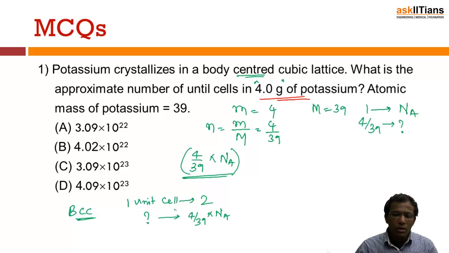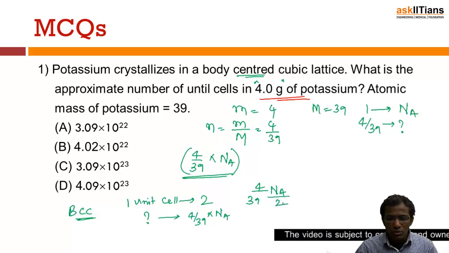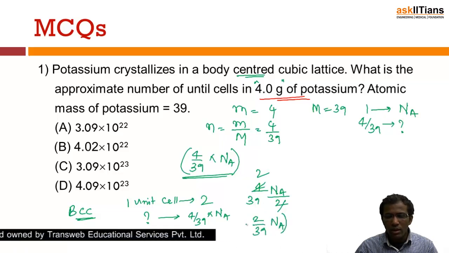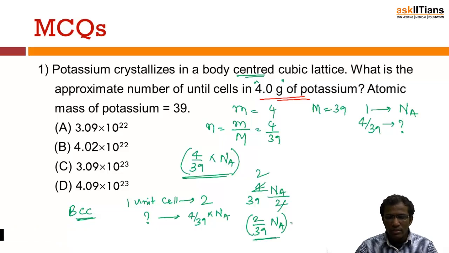This is simply: 2 atoms are present in 1 unit cell. So these many atoms are present in how many unit cells? That is simply 4 by 39 into Na divided by 2. Okay. So it is 2 by 39 into Na. This is the number of unit cells we have. Instead of Na, you can substitute the value 6.023 into 10 power 23. So if you calculate this value, you will get approximately the number of unit cells as 3.09 into 10 power 22. Okay. So this is how you need to solve the question.